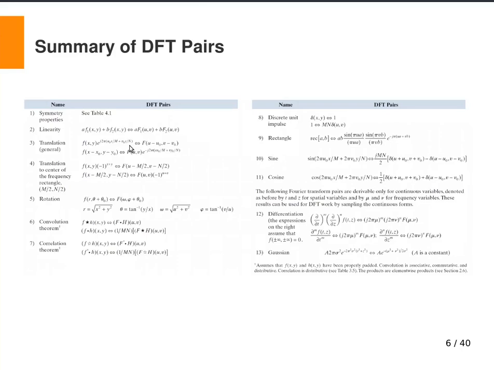We saw that it is useful to translate or center the frequency rectangle, and the way to do it is that in the signal domain, if we multiply all the image pixels by this function, we basically center the frequency transform. This equation can be derived using the general equation that we had for translation. The only thing that we need to do is replace u0 and v0 by M over 2 and N over 2.